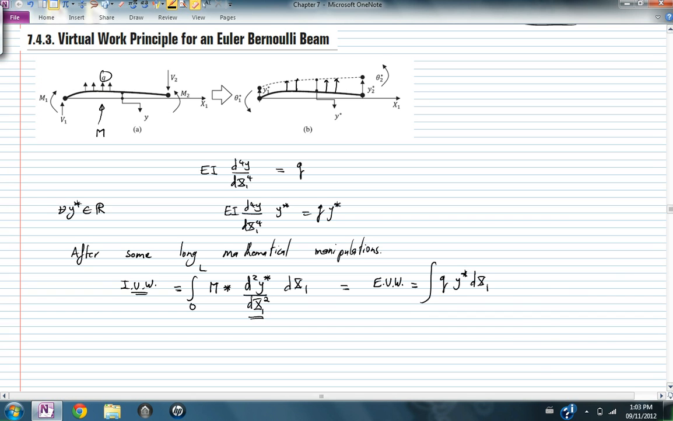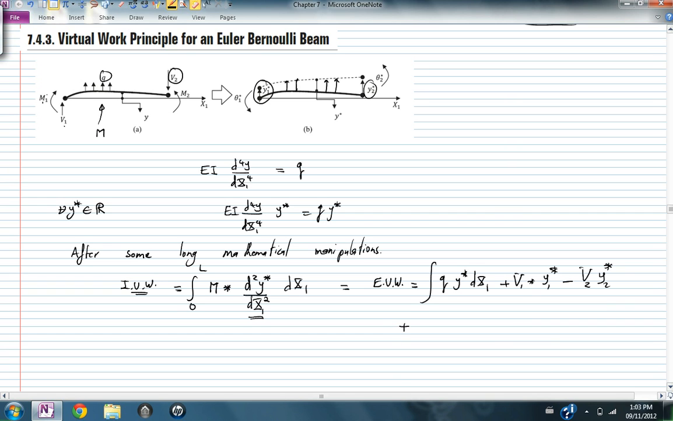What else do I have? Well, I have the reactions on the edges of the beam. I have V1, M1, V2, M2. V1 is upwards. This has to be multiplied by the corresponding virtual displacement y1 star. Then V2, but with a minus, because V2 is assumed positive downwards and y2 is assumed positive upwards.